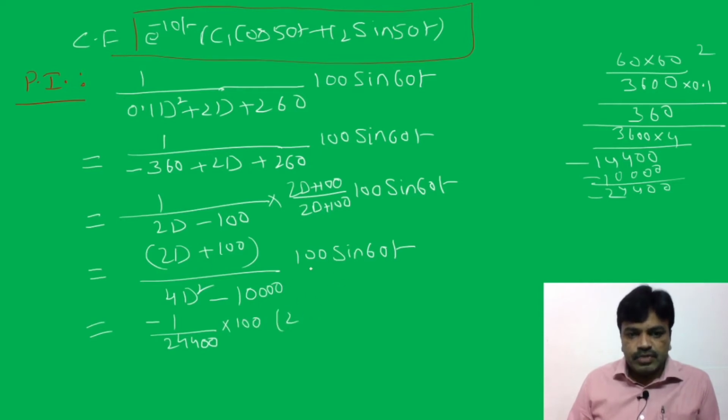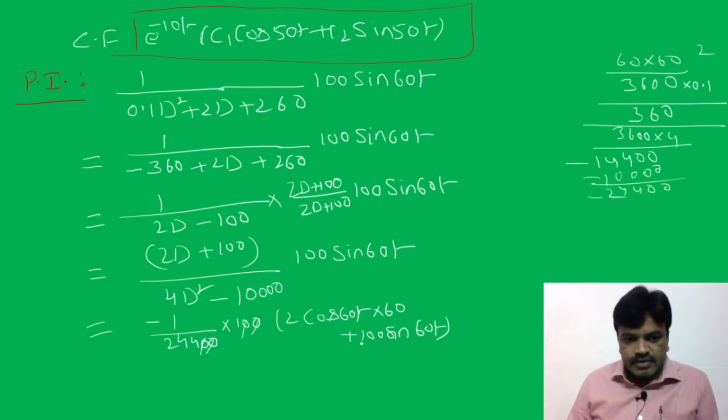Multiply here 2 into derivative. The derivative of sin is cos 60t, into again the derivative of 60t, which is 60. Plus 100 sin 60t. Here 2 zeros are cancelled. If I multiply 2 into 60 it is 120, so we have 120 and 100. So we can take common 20, so that we get minus 20 by 244.